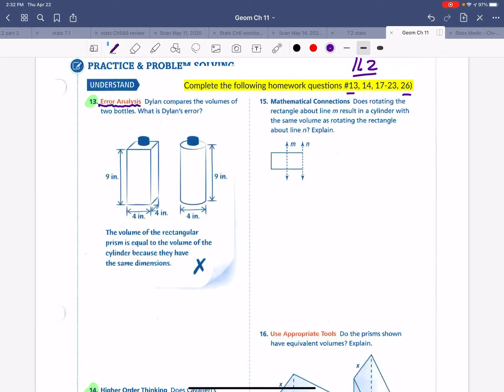Dylan compares the volumes of two bottles. What is Dylan's error? So the volume of a rectangular prism is equal to the volume of a cylinder because they have the same dimension. What? No, craziness. No. These corners would be cut off, right? Look at all the voids. Our cylinder, our can, would fit inside of there. And so this has to be smaller.